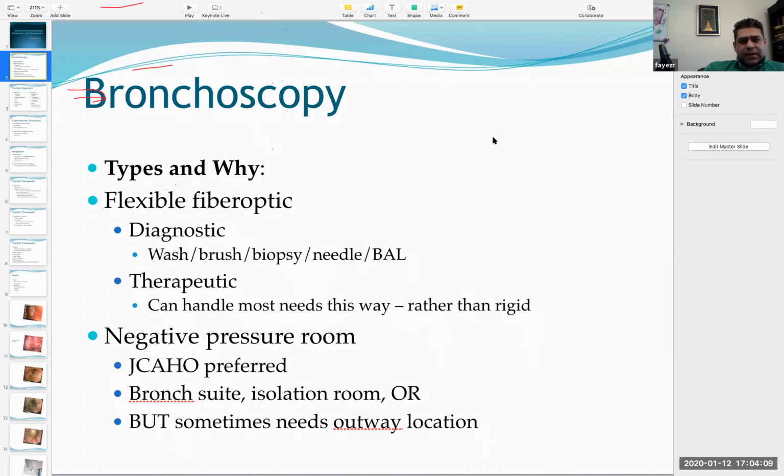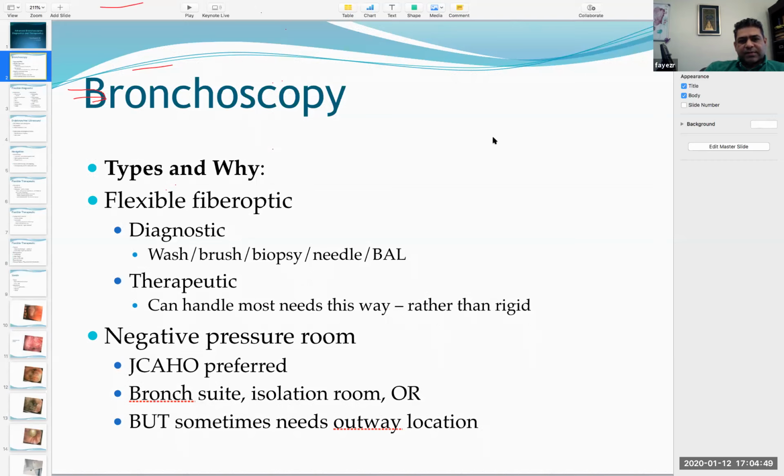Bronchoscopy is usually done under anesthesia. It can be done with general anesthesia or with the Twilight or MAC, which is done with Versed and fentanyl. So we have two main types: one is flexible bronchoscopy and one is rigid bronchoscopy. We don't do as many rigid nowadays. A lot of what we need to do gets accomplished by doing the fiber optic flexible bronchoscopy.